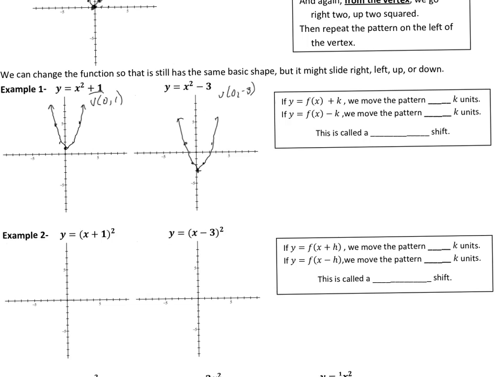Now let's fill in our box here. If you take f of x plus k, we move the pattern. If we add k, we move it up. If we subtract it, we move it down. And again, this is called a vertical shift.